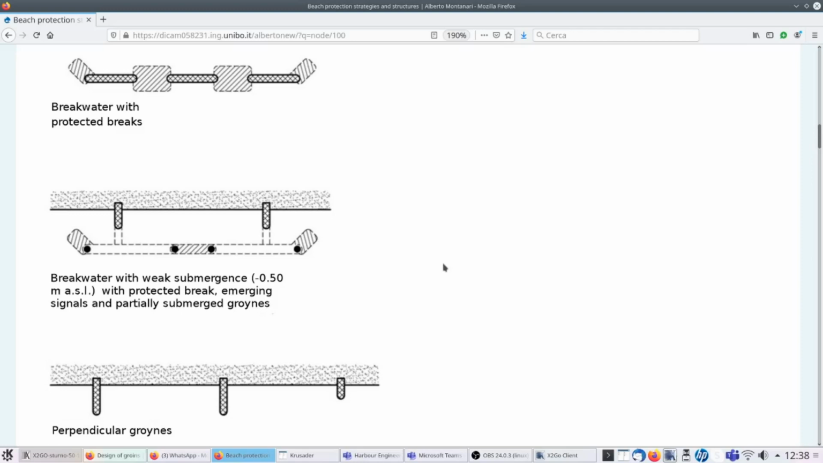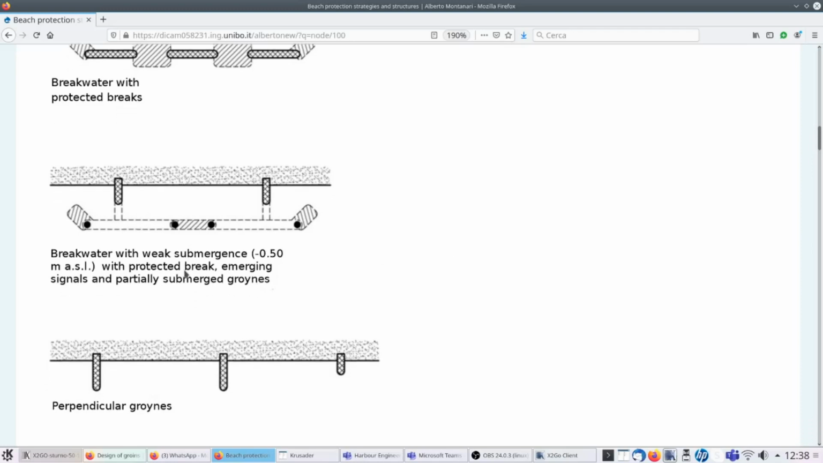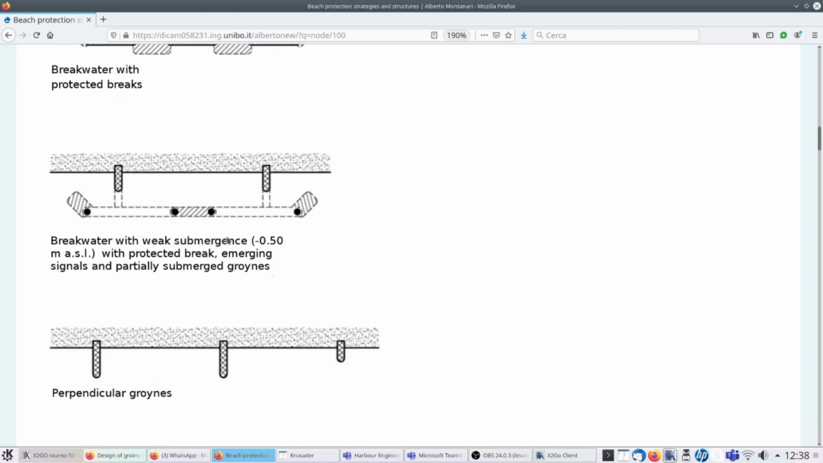So depending on the dominant sea behaviors, you may need, as I said, groins rather than breakwaters, or a combination of the two. And I think this figure is effective in showing a first combination: submerged breakwaters with signals and protected breaks in combination with groins.